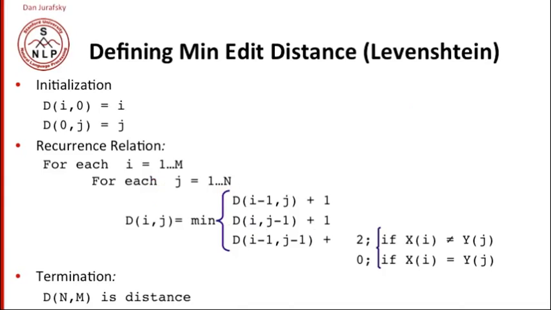Here's the equation for defining minimum edit distance. And I've given you Levenshtein distance, which is the distance when there is a cost of 1 for insertions, 1 for deletions, and 2 for substitutions.